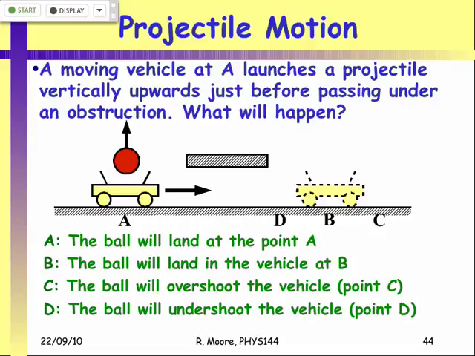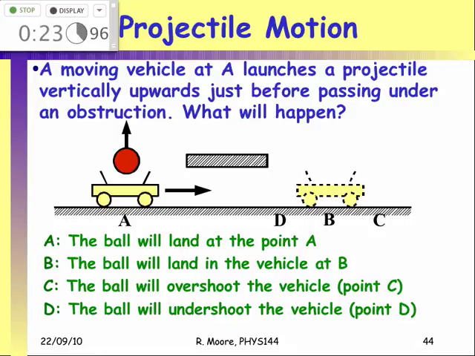So this trolley's moving at constant velocity, and just as it goes under the tunnel, it pings this ball bearing up vertically. Does the ball land at point A, back where it was launched, or does it land at the other side of the tunnel, either in the trolley at B, ahead of the trolley at C, or behind the trolley at point D? So those are your options. It either lands back where it was launched, or in, in front of, or behind the trolley. And again, you don't have to take my word for it, we'll test it.